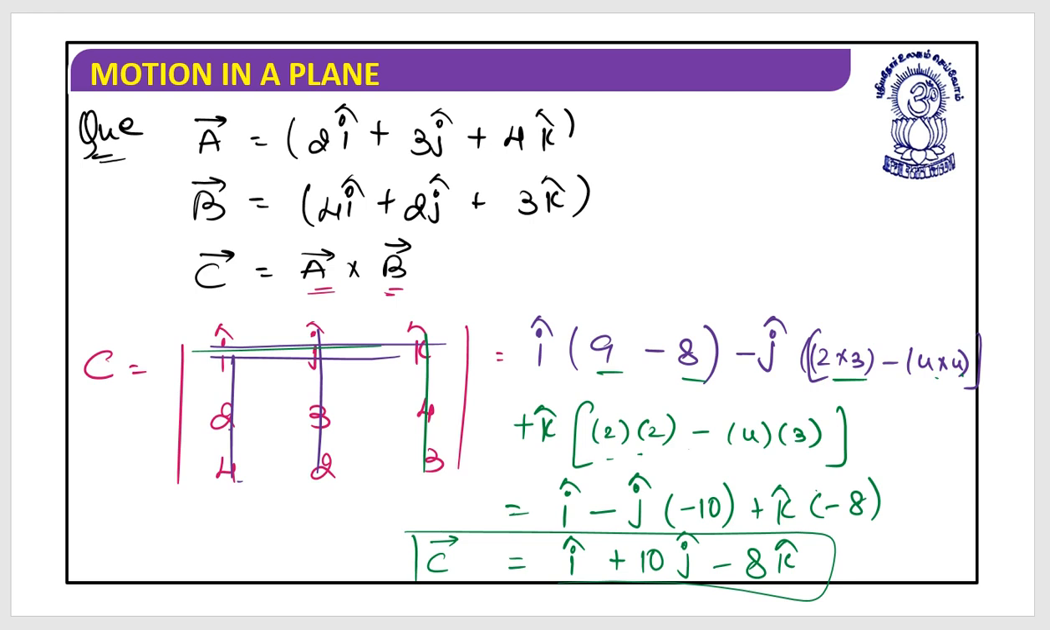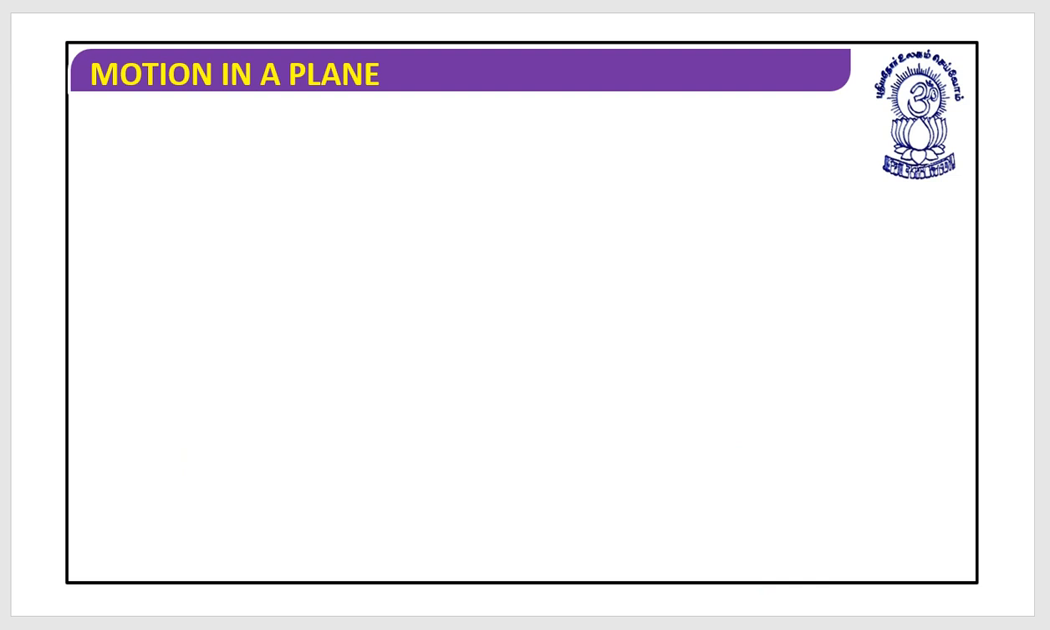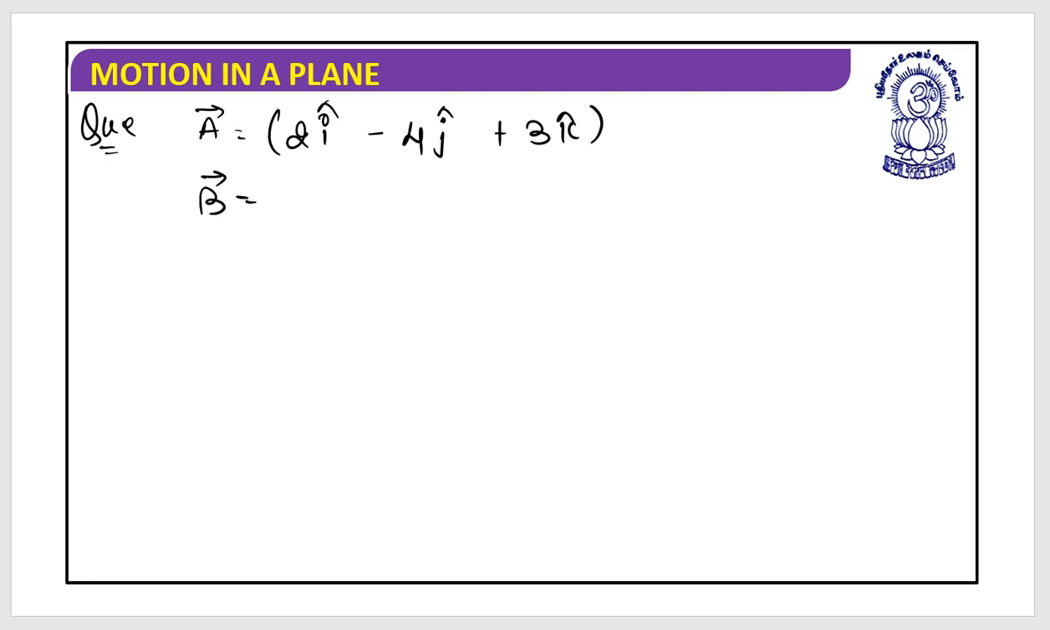Great, good work. So one more. Shall we move through this? Let's do it. This is vector A, equal to 2i minus 4j plus 3k. Another is vector B, which is 4i plus 2j plus 4k, and I need to multiply this. C equals A cross B.